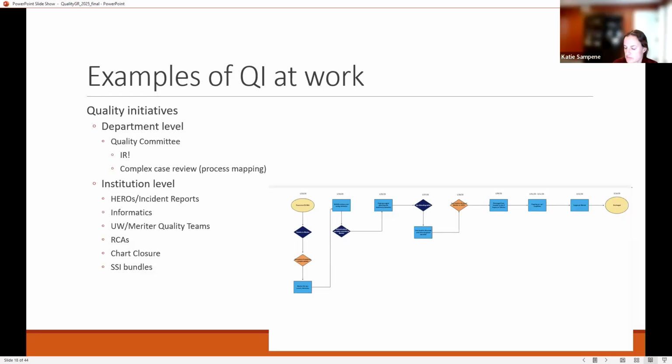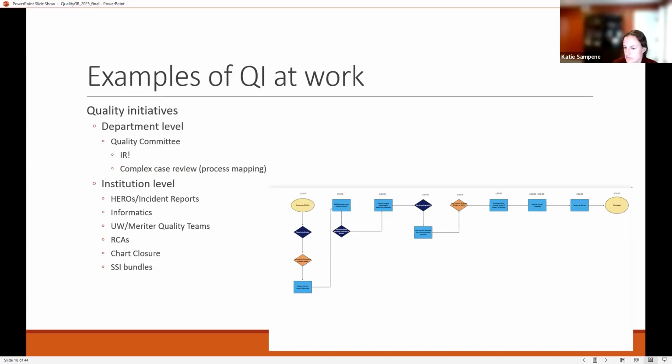There's UW Meritor quality teams. So each institution that we work has their own quality teams that kind of mirror what we have in our department. So they do peer review, they do institution systems reviews. We've got some examples of that coming up.